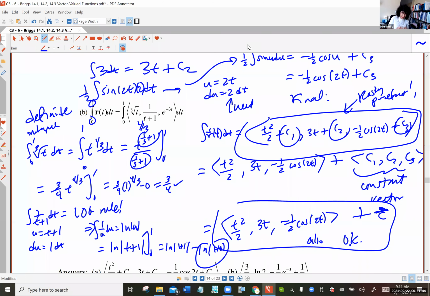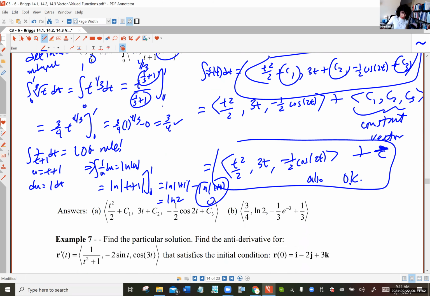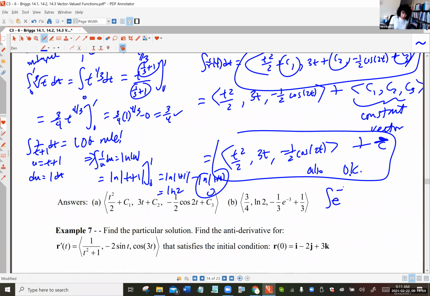Okay, so this result is just ln of 2. Easy peasy. Now what? The final component is the integral of e to the negative 3t, and you're going to use the exponential rule, which says the integral of e to the u du is e to the u plus c. So you are going to need u-substitution.